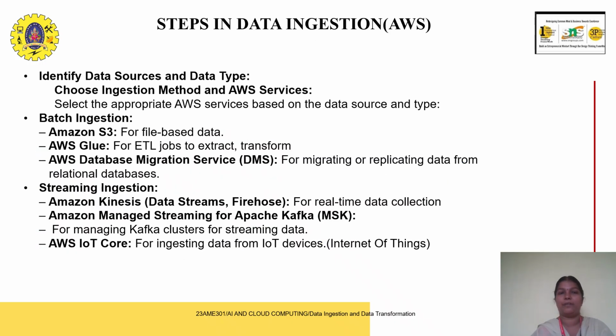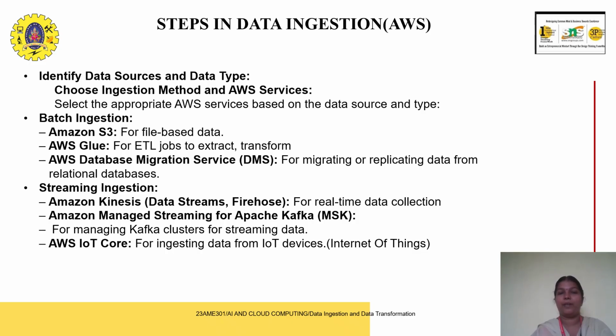Steps in data ingestion. It includes identify the data sources and data type. So first we have to identify where the data sources are, from where it comes, and also the data type. Then you have to select the appropriate AWS service based on the data source and type. Batch ingestion. For file-based data, we will be using the S3 for data storage. AWS Glue is used for ETL jobs like extract, transform, and load. AWS Database Migration Service for migrating or replicating the data from the relational databases.